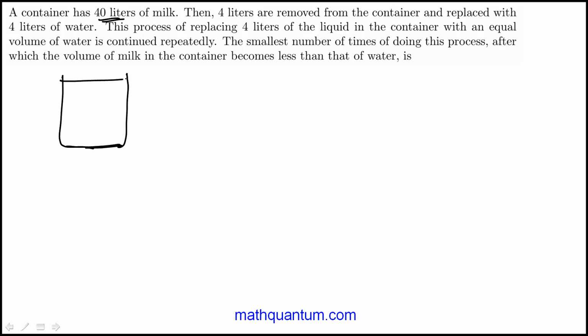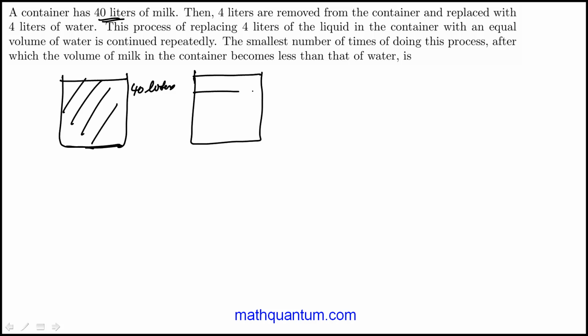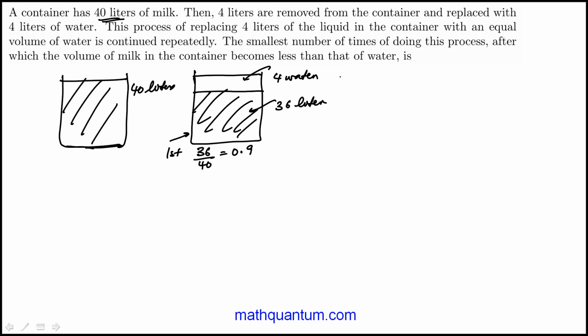So we'll start with this container that has 40 liters of milk, and then we remove 4 liters of milk and then replace it with water. So that's water. That means milk is 36 liters. So at this stage, after the first removal, the fraction of the container that is milk would be 36 out of 40, which is 0.9. Now, this is the milk part.